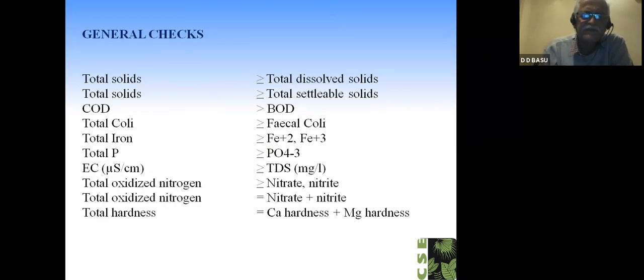Next. Total solids are more than total dissolved solids. Total solids are total settleable or suspended solids. COD is always greater than BOD. Total coliform is always bigger than fecal coliform. Total iron is equal to ferrous plus ferric. Total phosphate is always greater than phosphate. EC is always greater than TDS. Total oxidized nitrogen is greater than nitrate plus nitrite. Hardness is equal to calcium hardness plus magnesium hardness. These are the general checks that I have already discussed.